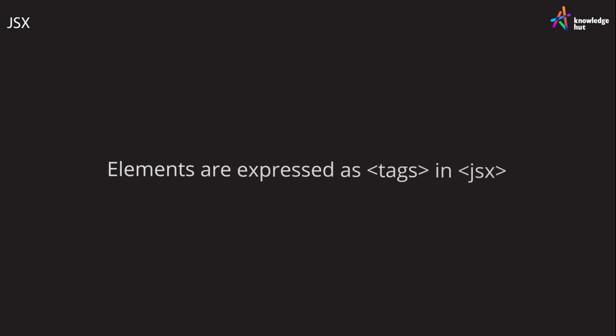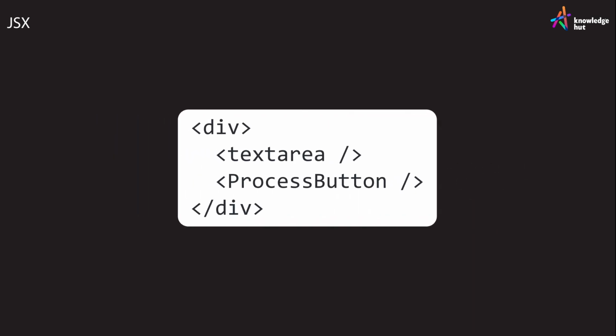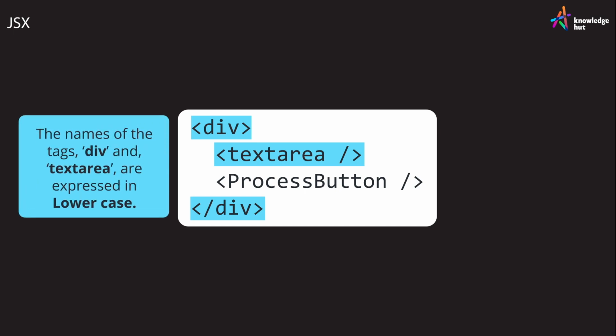Now, elements in JSX are expressed as tags in much the same way as you would in regular HTML. Custom-made components are also expressed as tags. Here, you can see an HTML div element with a text area field inside. In this case, the names of the tags div and textarea are expressed in lowercase just as it would be in HTML.